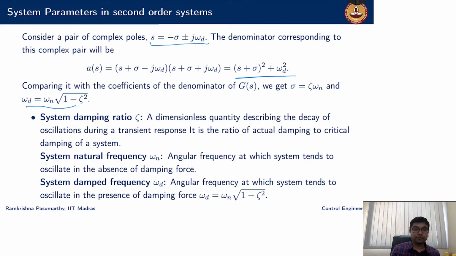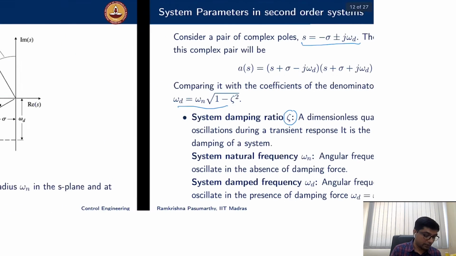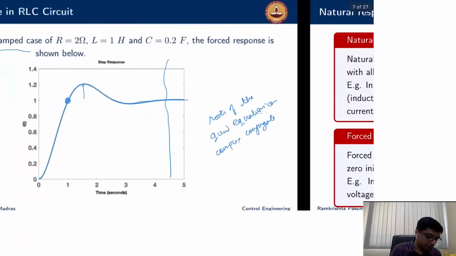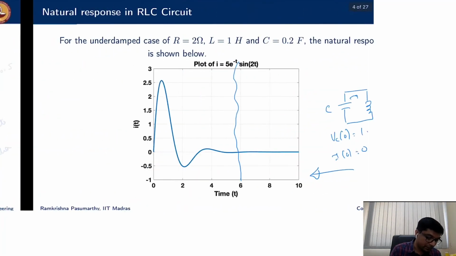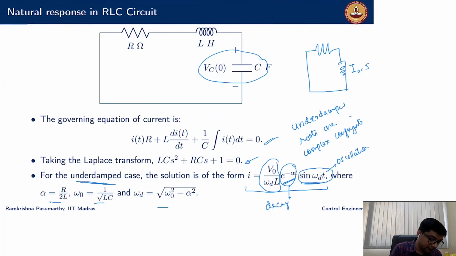Okay, so let's look at each of these things now. We have the system damping ratio. This is a dimensionless quantity which describes the decay of oscillations during transient response. Largely, we'll see this when I ask what is a physical quantity that causes the energy to dissipate or the system to decay. Let's take this little example here. So here I'm largely looking at this alpha. What is the term which causes this entire thing to decay?